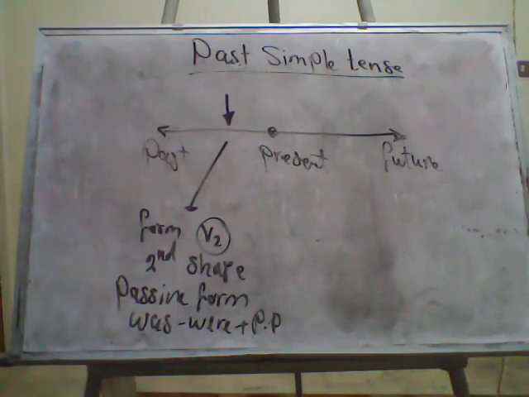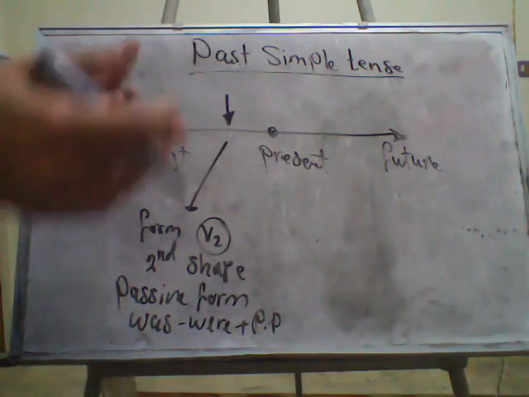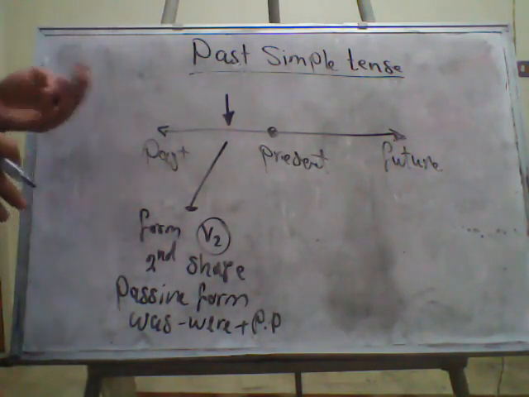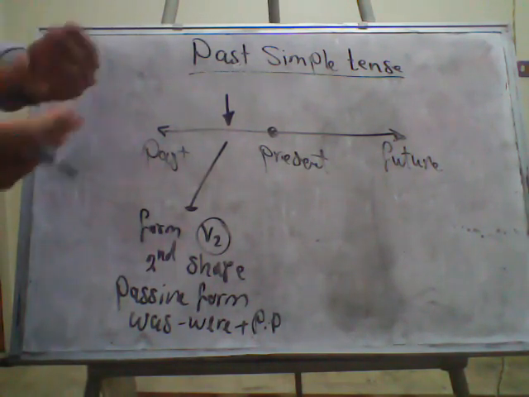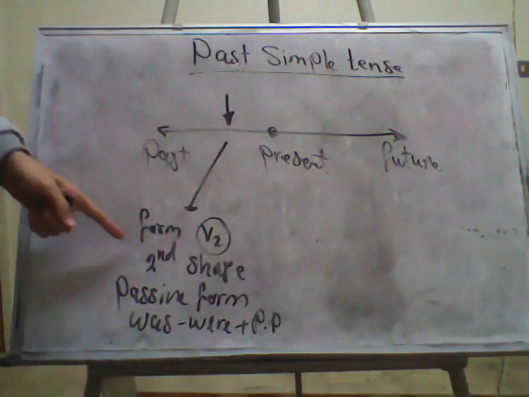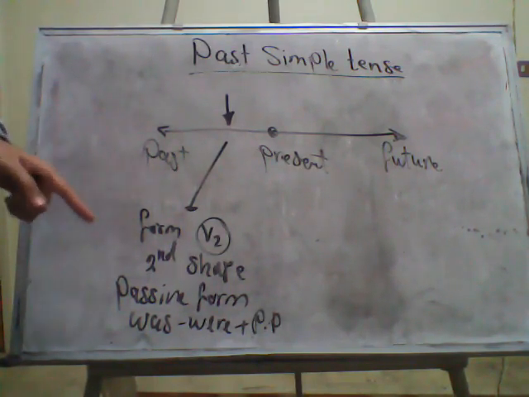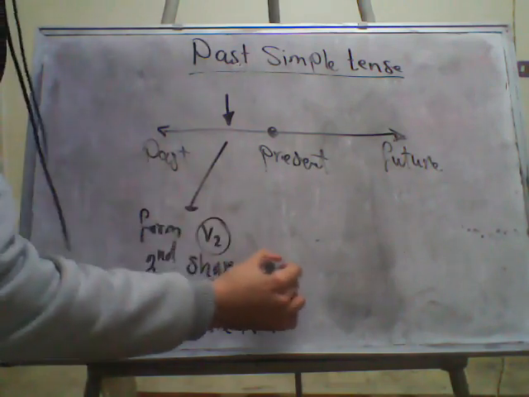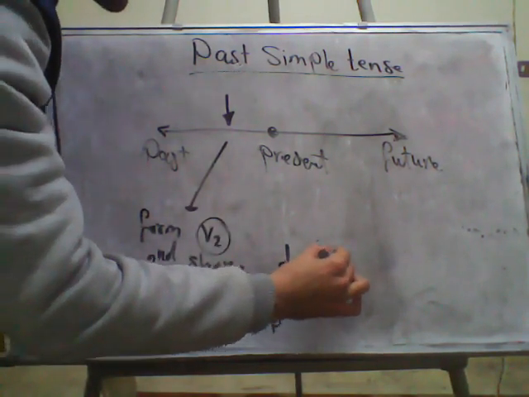Okay. When can we use the past simple? We use the past simple when something happened in the past at a definite time, or we want to tell a story to someone. So, past simple, as you see, is the second shape of the verb. Okay, the passive form is was or were plus past participle. If you want to make the negative, use the word didn't.